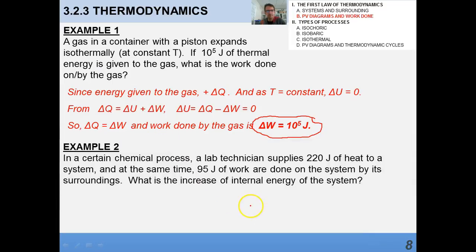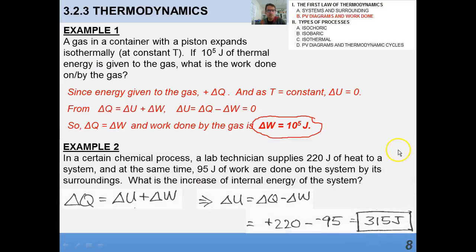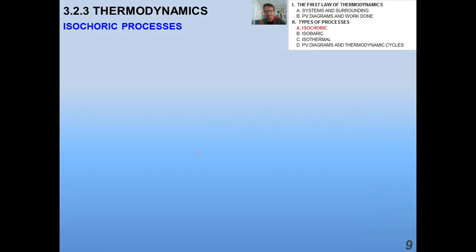Okay, try this one. Increase of internal energy: again, first law of thermo, I'm solving for delta U, I get 315 joules. Notice how careful I need to be with my positives and negatives, and that is a negative sign. That is crucially important. So you can see how important it is to keep track of what's doing work on what, and what's absorbing thermal energy, and so forth, with your positives and negatives.